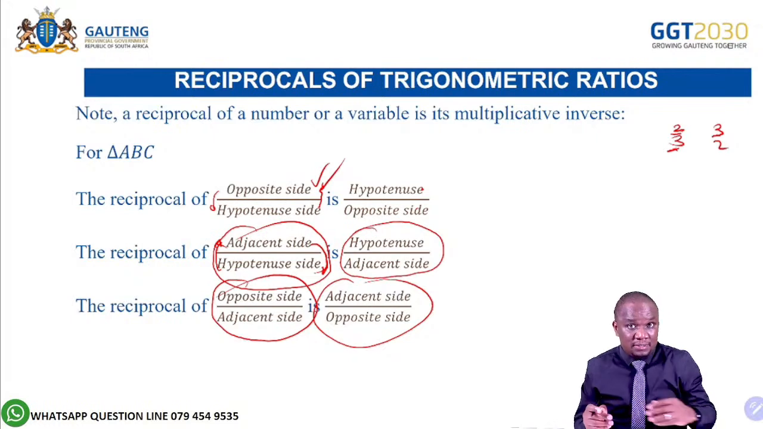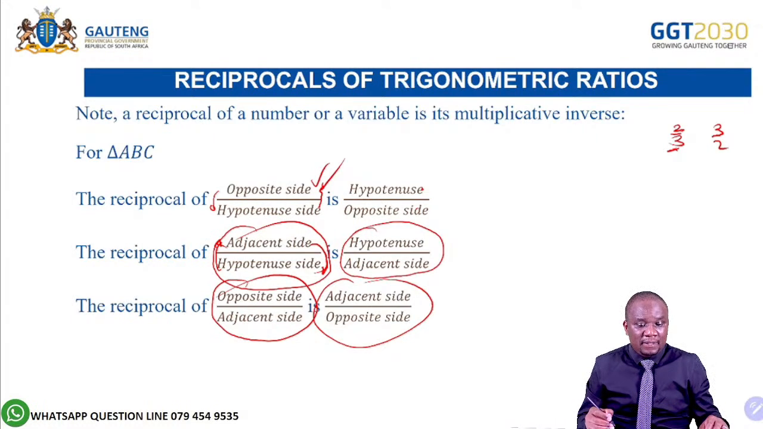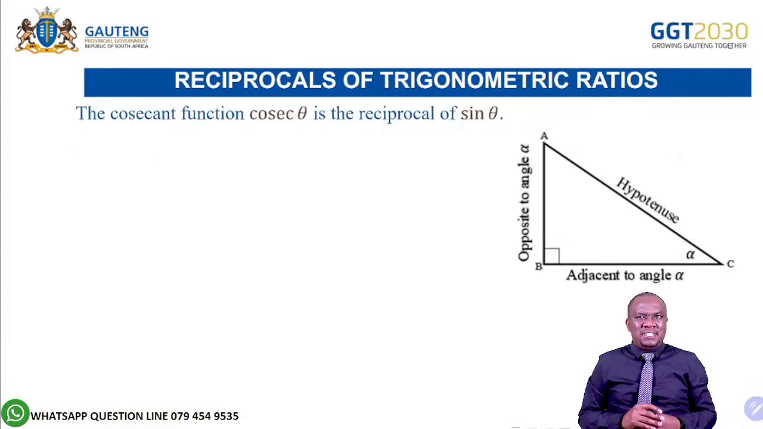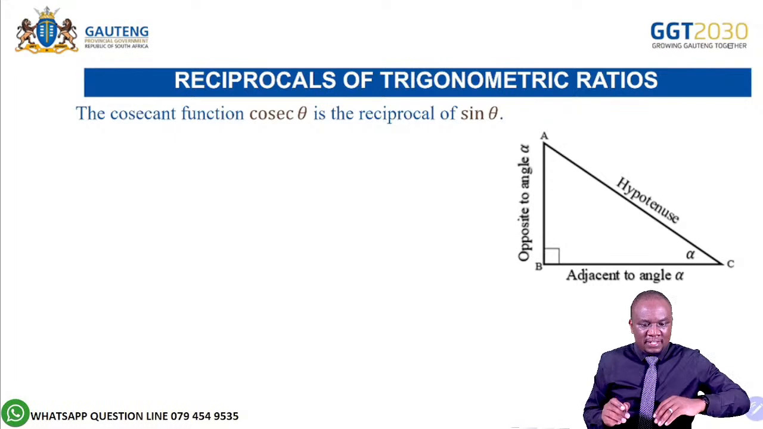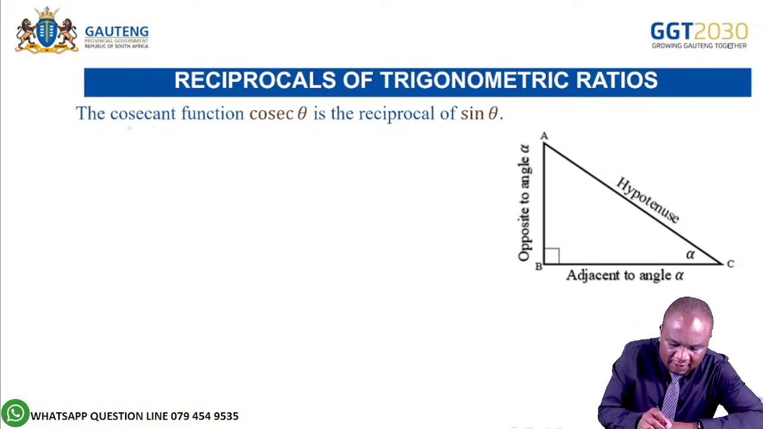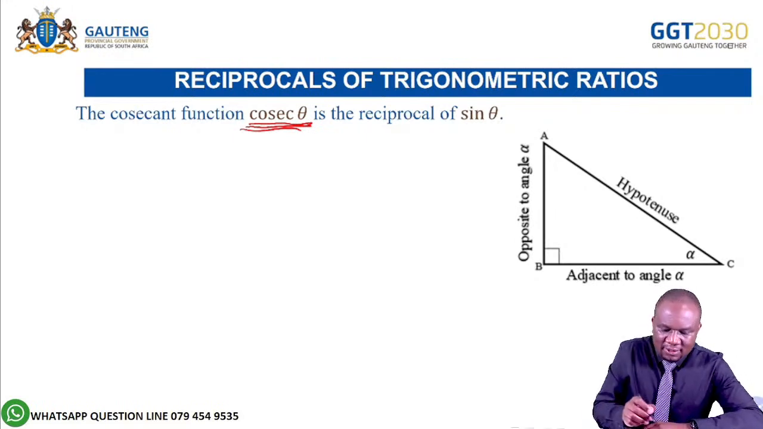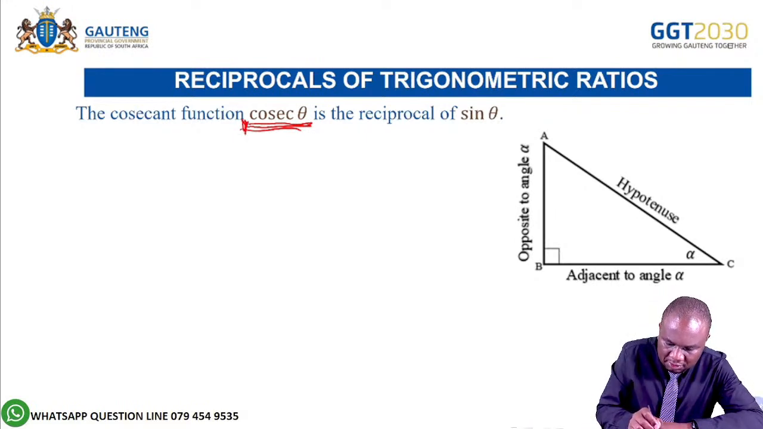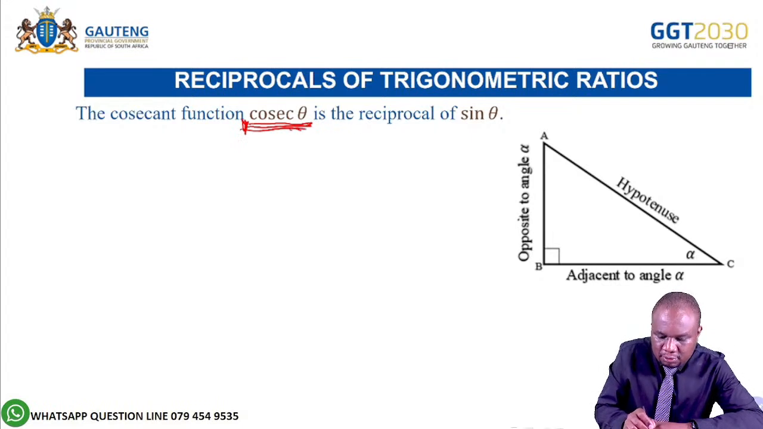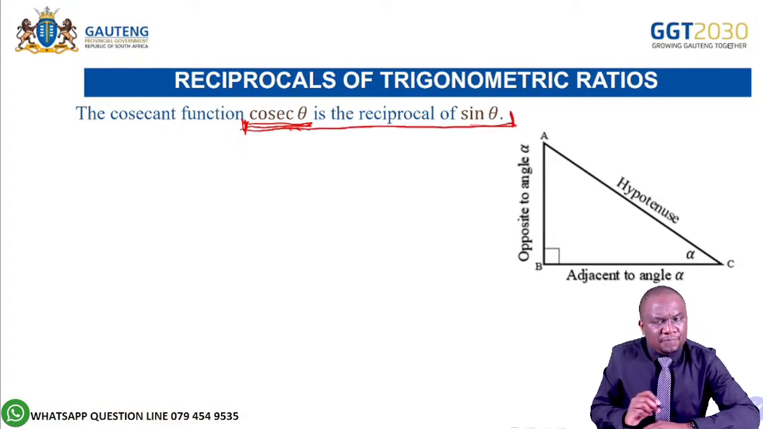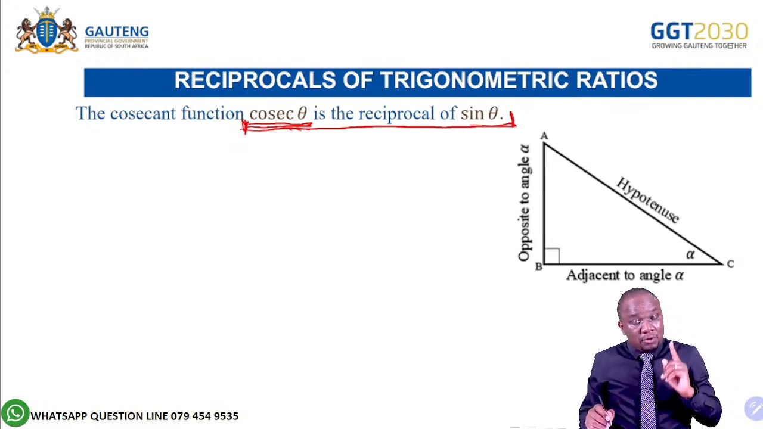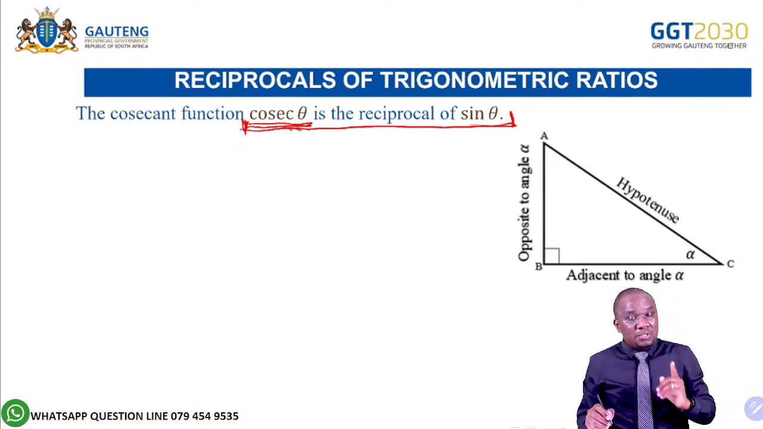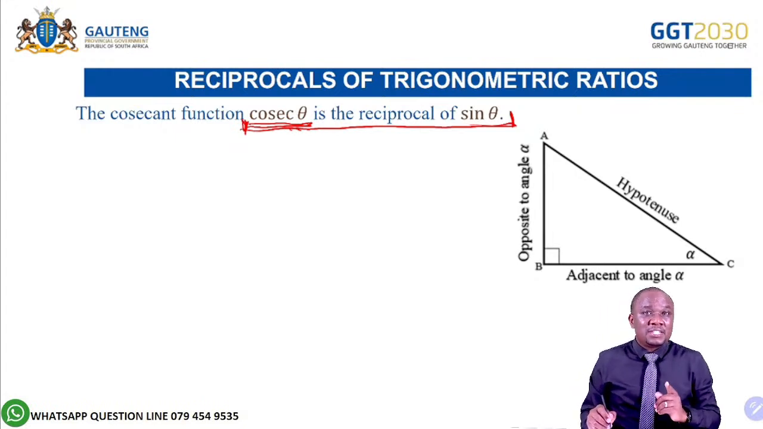So if you understand the trigonometric ratios, then it becomes very easy to understand their reciprocals. So how do we name these reciprocals? I want you to write these two. Just wait for me, then I'll tell you what to write. The cosecant function, cosec theta. Just from here, cosec theta is the reciprocal of sine theta. You're going to write that part. So the cosecant function, which is called cosec theta, is the reciprocal of what?